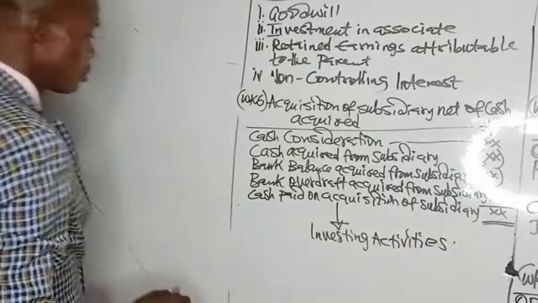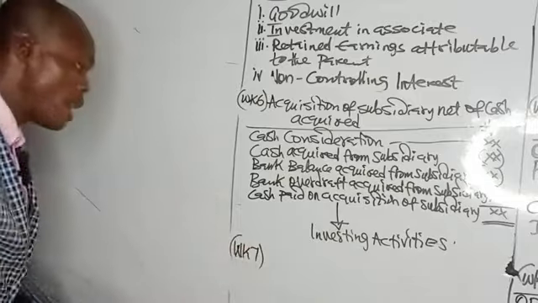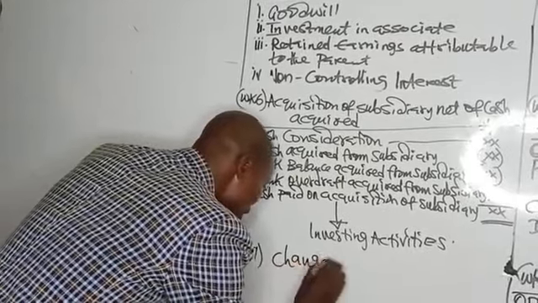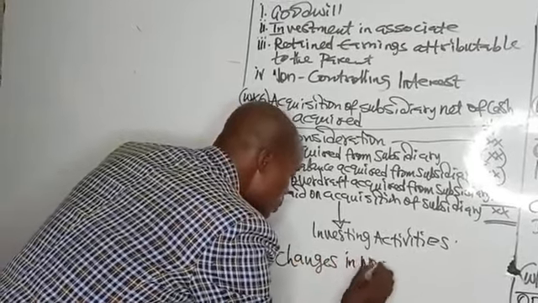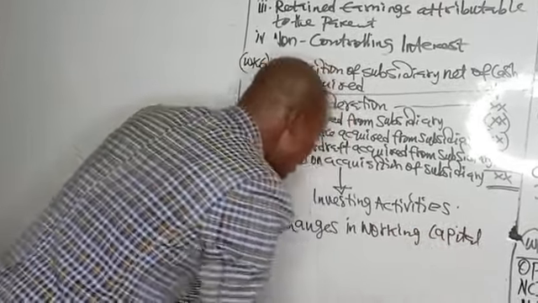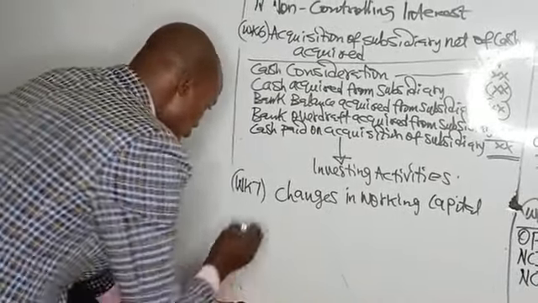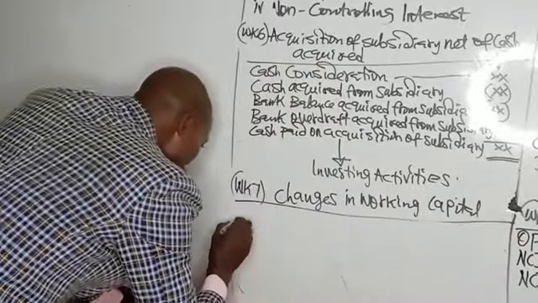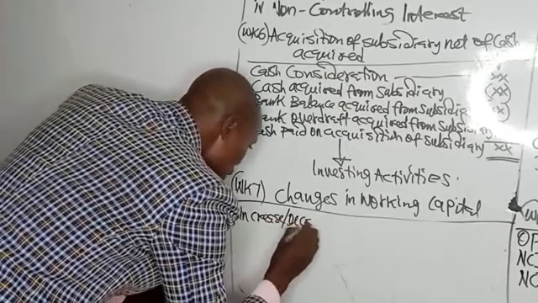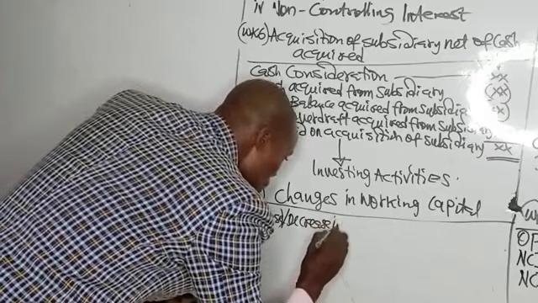Then, let me include this, working number 7. When you get to changes in working capital, you are considering the movement in your current assets and current liabilities. So you might have increase or decrease. Increase or decrease in inventory.